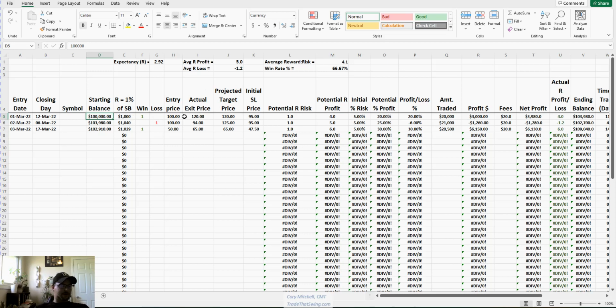Now if we're risking $1,000, we always want to be making more. So I have these other things over here that look at projected target, our potential profit, our potential risk. So this is just R. If we're risking 1 R, that means we're risking $1,000. Our potential R profit. Oh, and R is simply the difference between our entry point and stop loss, multiplied by the amount that we're putting into the trade.